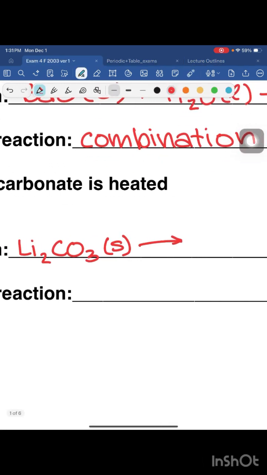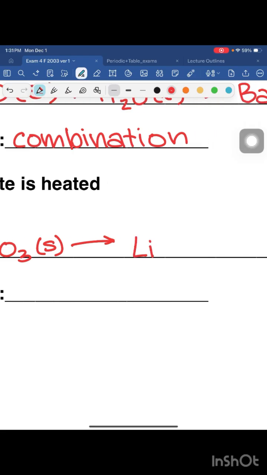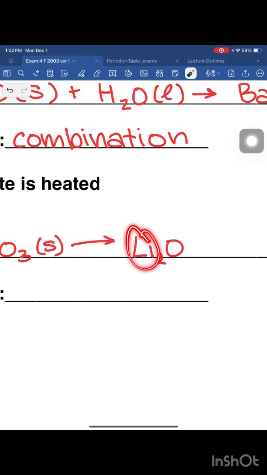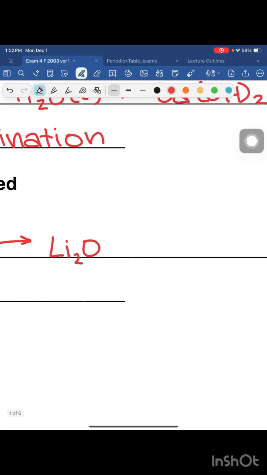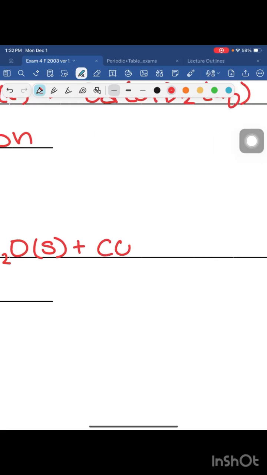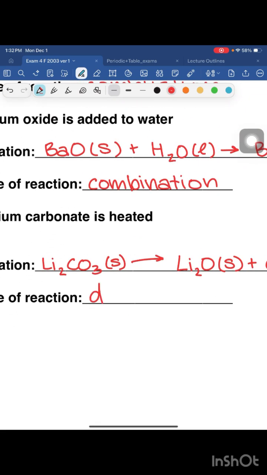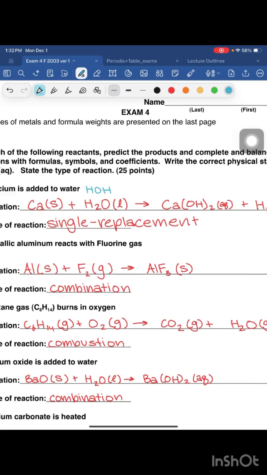So since we have CO3, this is going to become Li2O, because lithium is a 1+ charge and oxygen has a 2- charge. So when you crisscross, you need 2 lithiums to balance it out. And once again, this is an air, so this is solid plus carbon dioxide gas. And this is a decomposition reaction. So let's go back and balance.